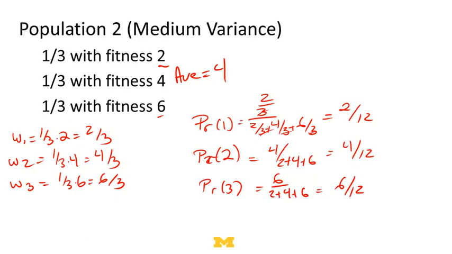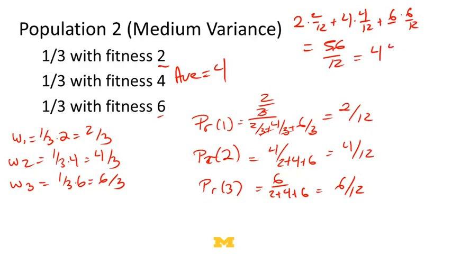So now if we want to compute the new average fitness in this new population, because before it went from 1/3, 1/3, 1/3 to 2/12, 4/12, 6/12, we're going to get 2 times 2/12 plus 4 times 4/12 plus 6 times 6/12. So that's going to be 4 plus 16, which is 20, plus 36, which is 56 over 12, right? And so that's going to be 4 and 4/6. So before we had 4 1/6, now we're going to get 4 and 4/6.